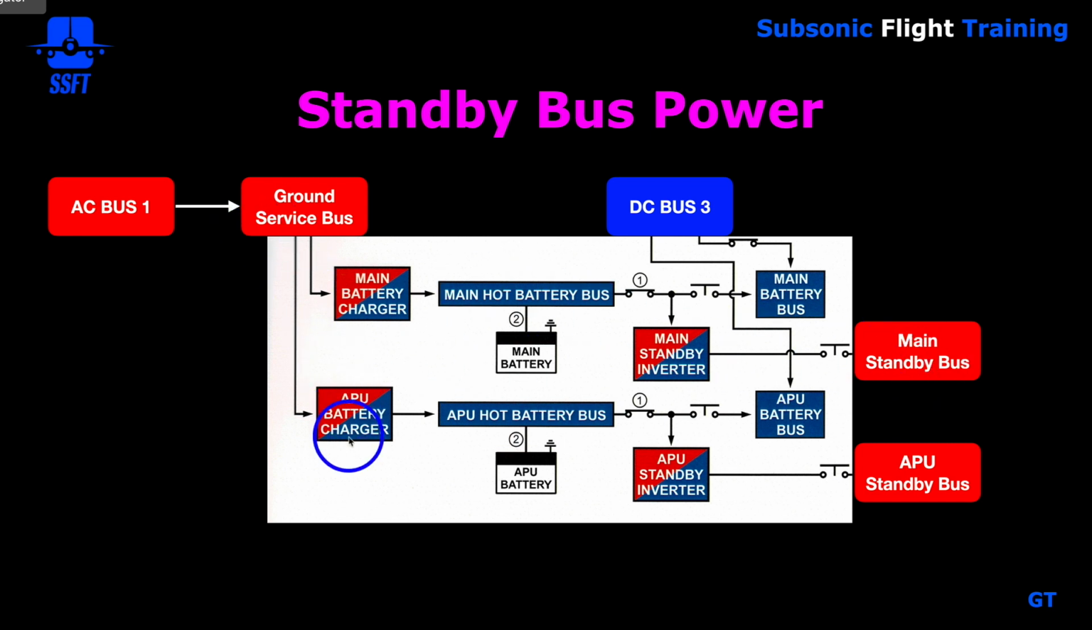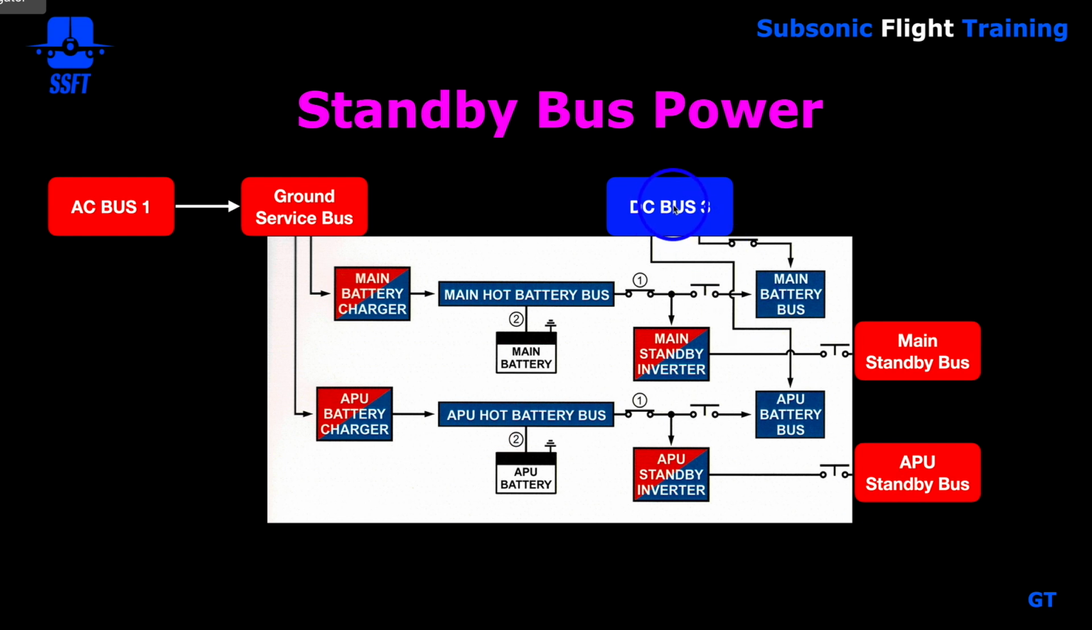Same thing with the APU, AC1 through the ground service bus, through the APU battery charger, through the APU hot battery bus, through the battery contactor, through the APU standby inverter, where it goes from, again, AC to DC, back to AC to power the APU standby bus.